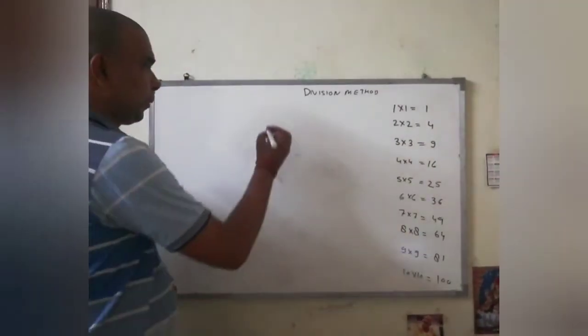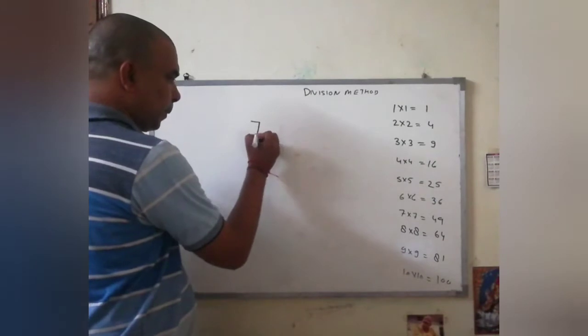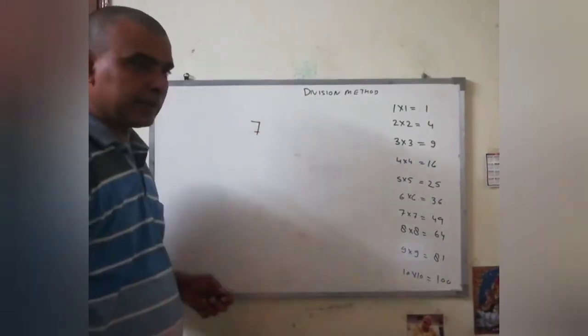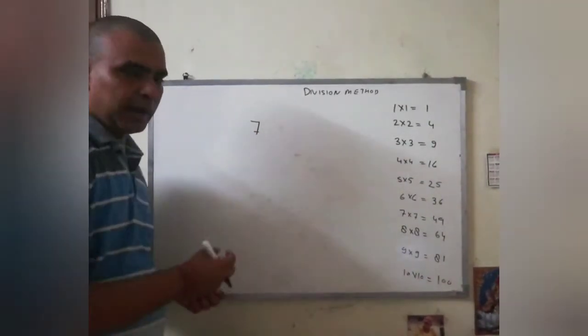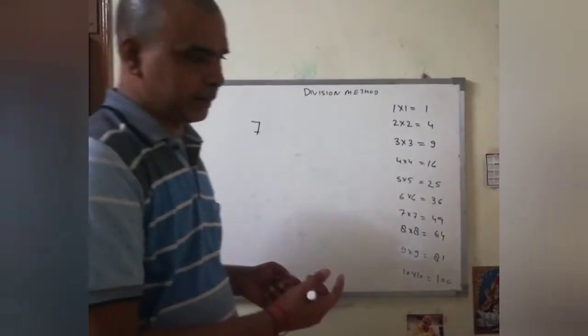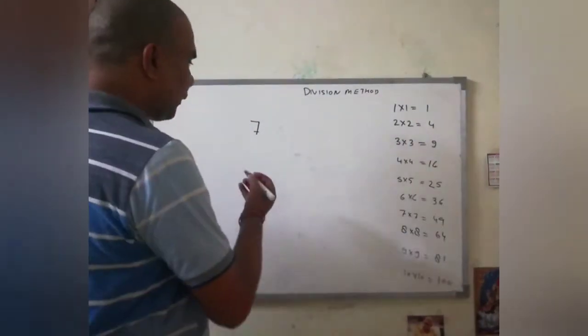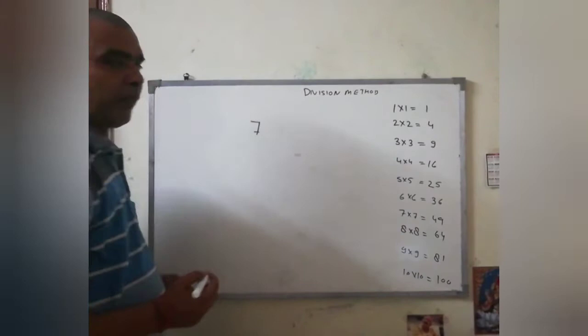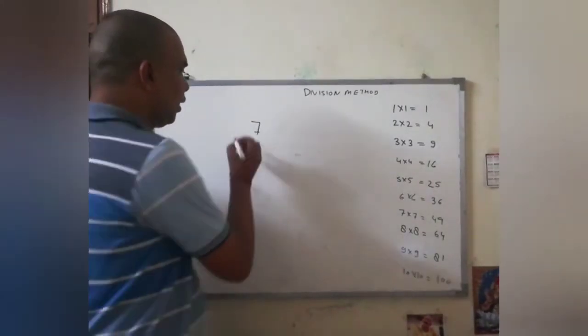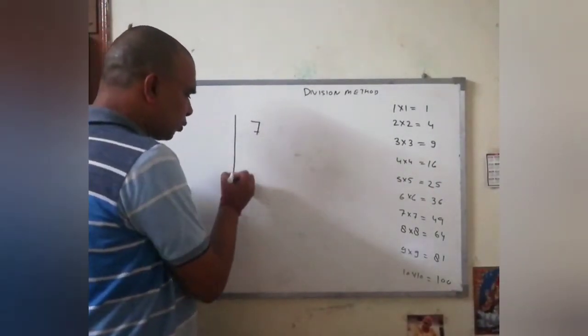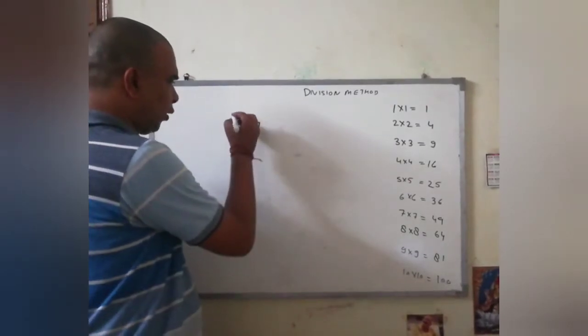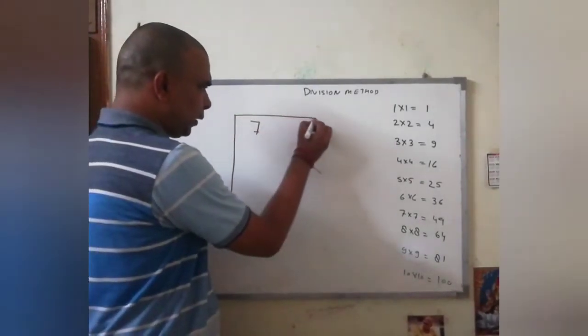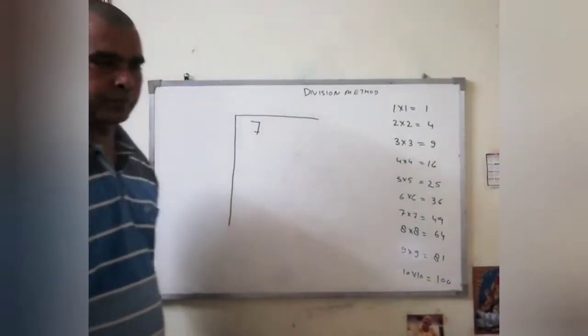So I am taking the number as 7. There is nothing behind 7 and nothing ahead of 7. Only the number 7 is there. So we need to find out the square root of 7. How can we find it? As in the division method, we can draw one line here and here.